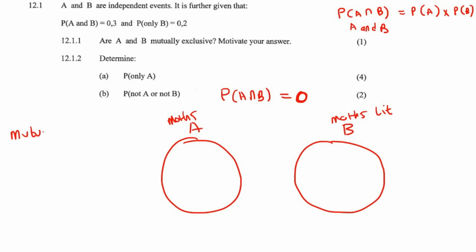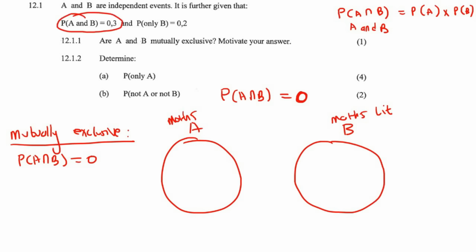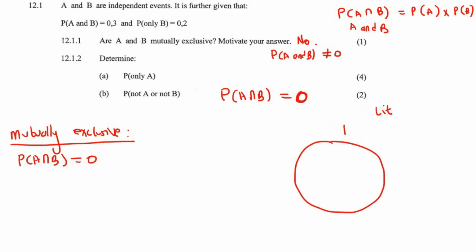If we have mutually exclusive, it means that the probability that someone does maths and maths literacy is 0. So we say P of A and B equals 0. But now they've told us that P of A and B is not 0. They've told us that it's 0.3. So we would say, no, it's not mutually exclusive. And then we'd say because P of A and B is not equal to 0.